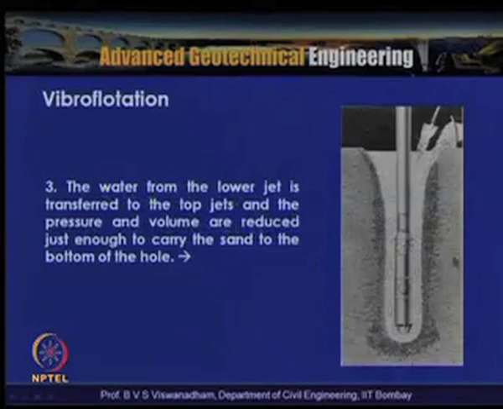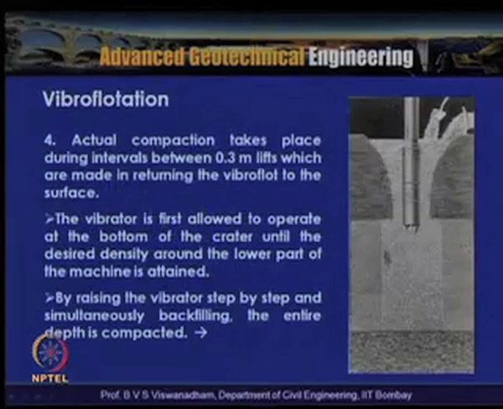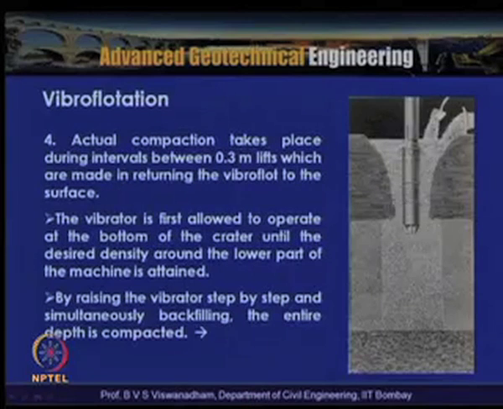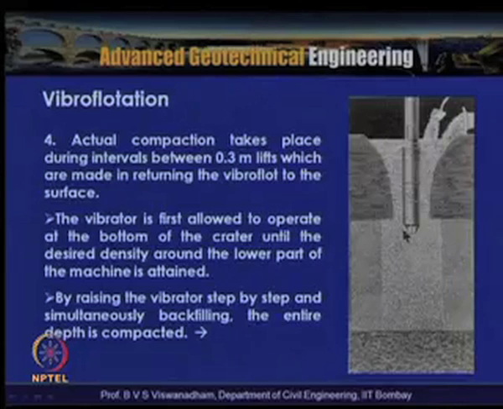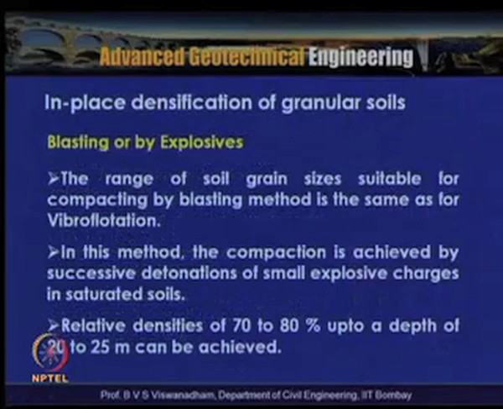In the third step, the water from the lower jet is transferred to the top jets, and the pressure and volume are reduced just enough to carry the sand to the bottom of the hole. The sand introduced there is compacted by the vibroflot. This process replaces the loose soil with a densified column of sand. Actual compaction takes place during intervals between 0.3 meter lifts, made in return with the vibroflot to the surface. This is how vibroflotation is done.